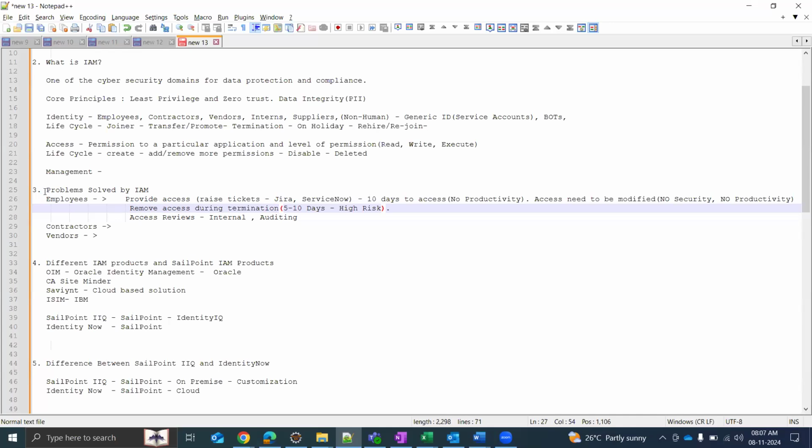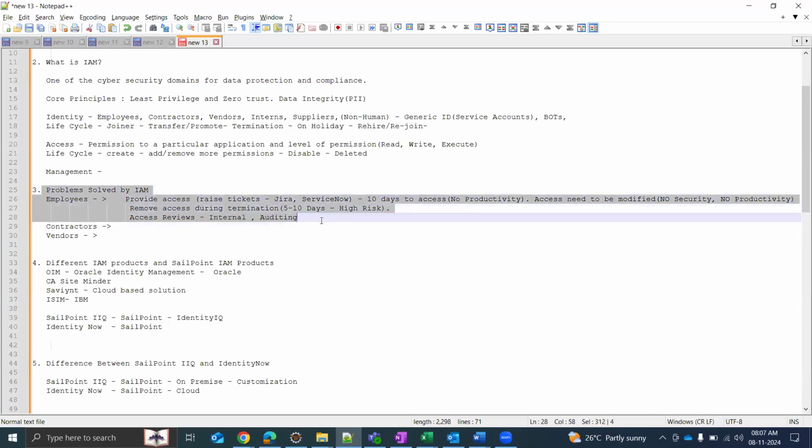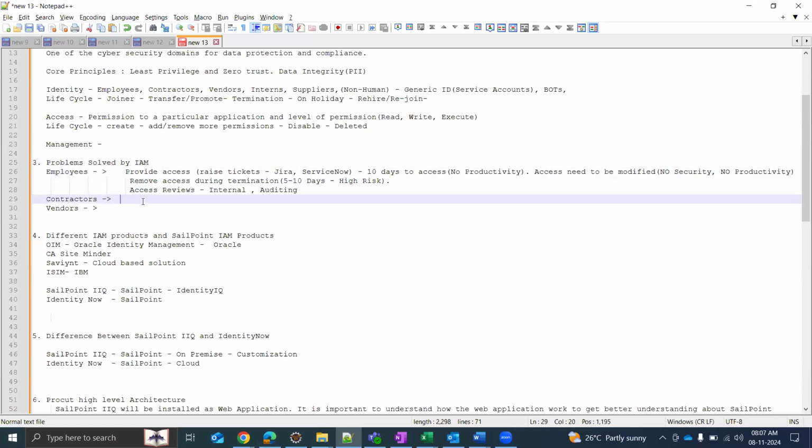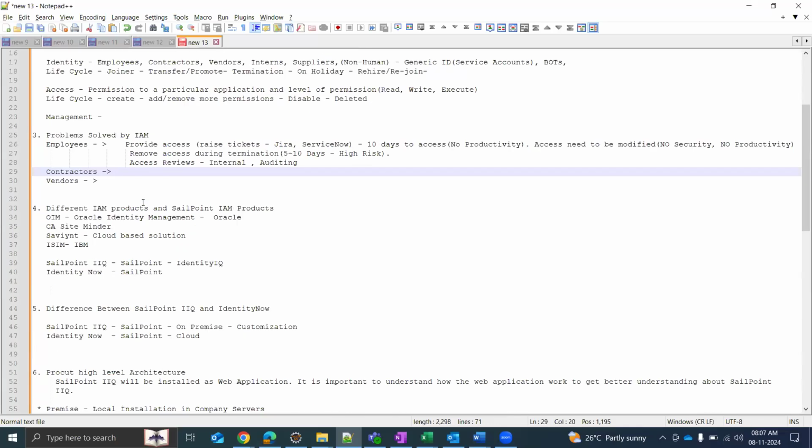Okay. So these are the two major problems that we can primarily highlight. Though there are many other problems it is solving, that are very deep, and it takes a lot of time to discuss each and every one of them, at the very high level we can consider these as some major problems that IAM tools like SailPoint IIQ are solving. Okay. So any queries on this, or are we good? Yeah, it is good till now.